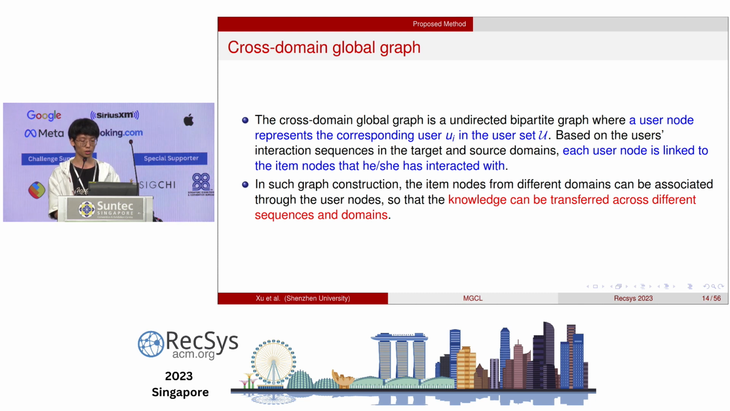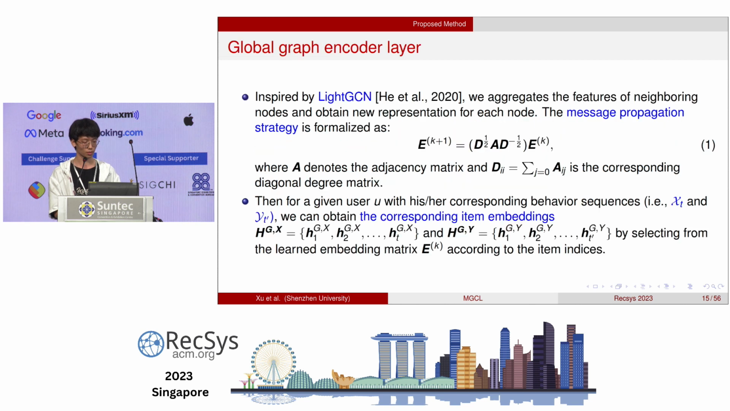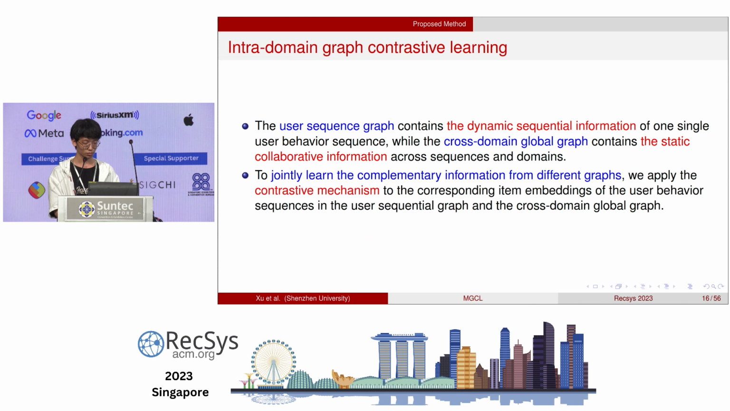In such a graph construction, the item nodes from different domains can be associated through the user nodes. Inspired by LightGCN, we aggregate the features of neighborhood nodes and obtain a new representation for each node. Then, we can obtain the corresponding item embedding according to the index.